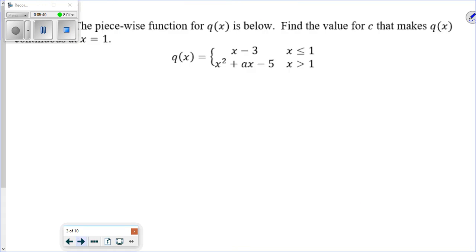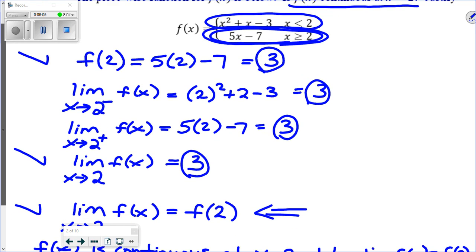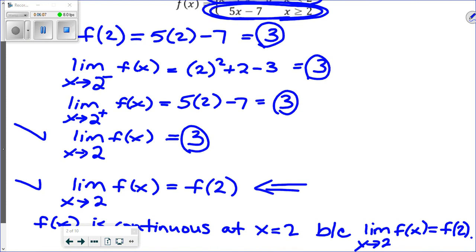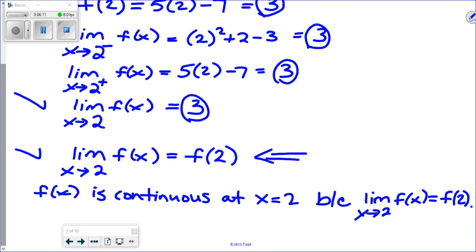Okay, now, sometimes you'll be given a question like this. The piecewise function for q of x is below. Find the value for a, little typo there, that makes q of x continuous at x equals 1. Well, think back to what we had to do in the previous problem. To justify continuity, we had to find f of 2, we had to evaluate the limit as x approaches 2, and we had to make sure they equal each other, okay?